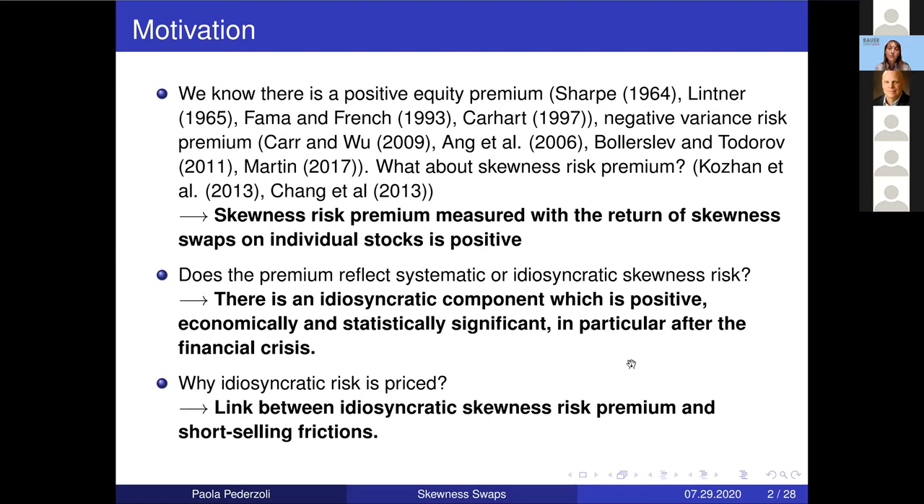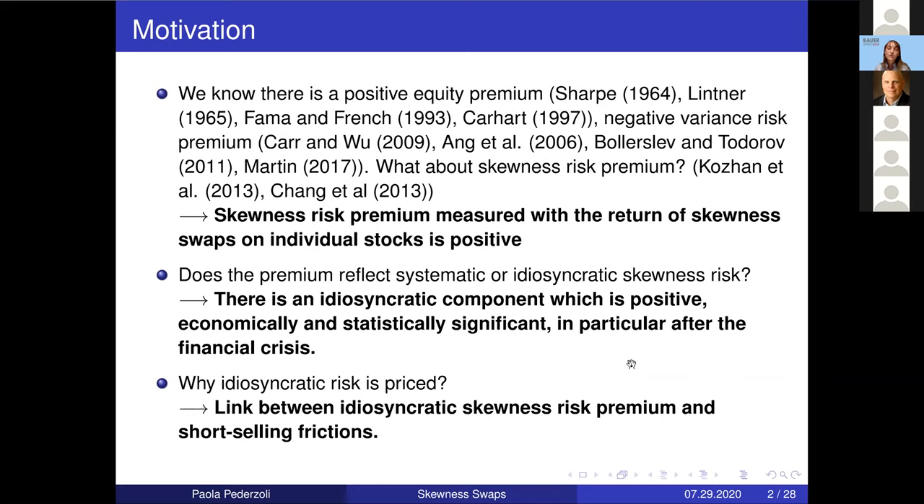So here is where my paper fits. I study the skewness risk premium in individual stocks, but measured with the return of a trading strategy where an investor buys the skewness. So the skewness swaps, analogously to the variance swaps. But I study skewness swaps in individual stocks. And what I find is that the skewness risk premium in individual stocks measured with this methodology is positive. So investors have a preference for positive skewness, not only at the market level, but also at the individual stock level. So then the next question is, does this premium reflect systematic or idiosyncratic risk?